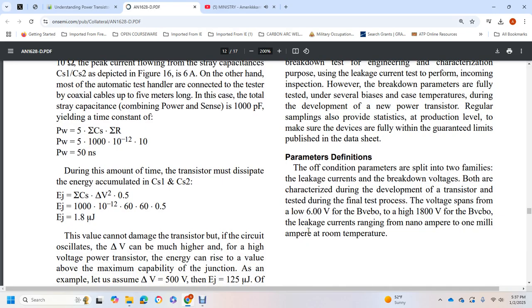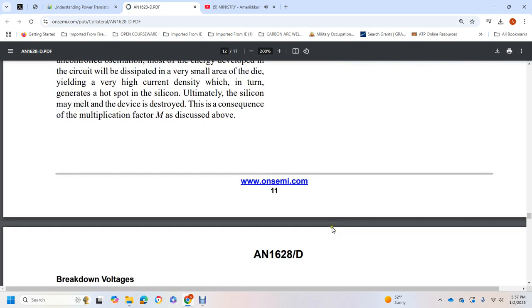Parameter definitions. Off-condition parameters are split into two families: leakage currents and breakdown voltages, both characterized during the development of the transistor and tested during the final testing process. The voltage spans from as low as 6 volts for the BVCEO to as high as 1800 volts for the BVCBO. Leakage current ranges from a nanoampere to 1 milliampere at room temperature.